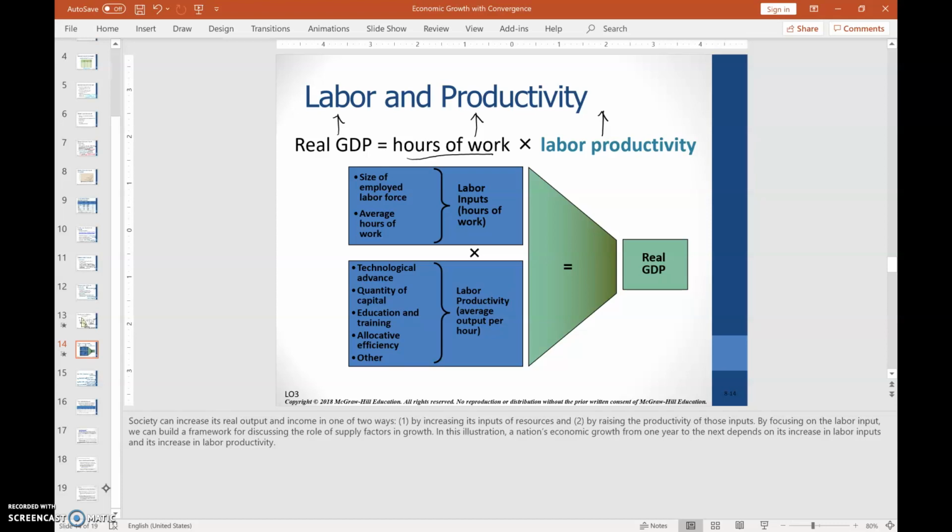Here we have why the labor hours of work increases. It is because of the size of the employed labor force and average hours of work. And here we have why labor productivity increases. It can be due to technological advances, quantity of capital, education and training, allocative efficiency, and others.